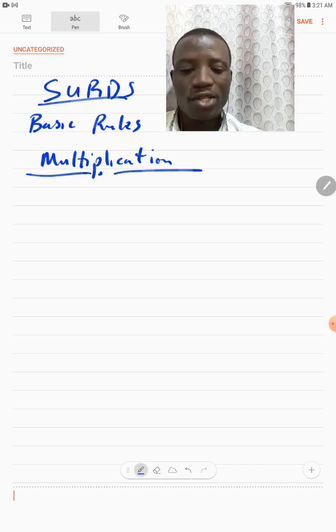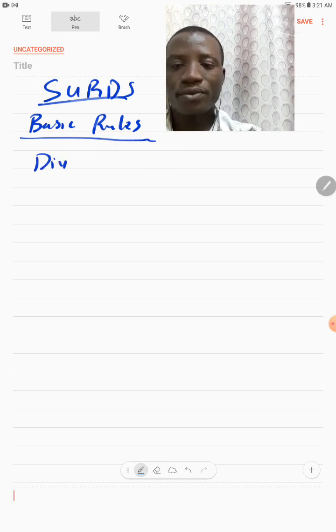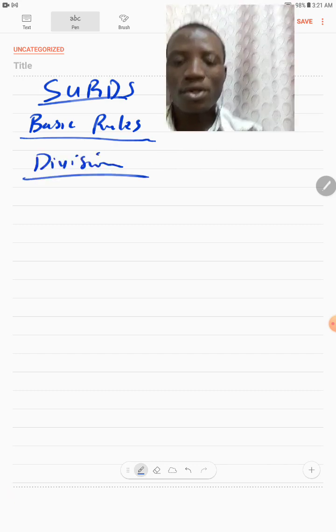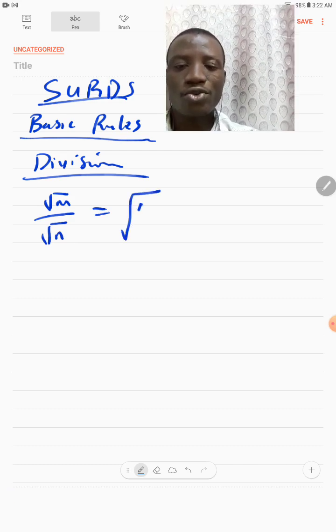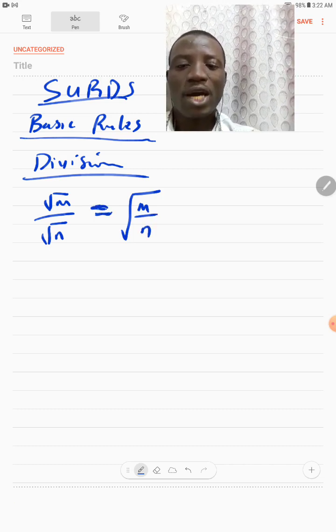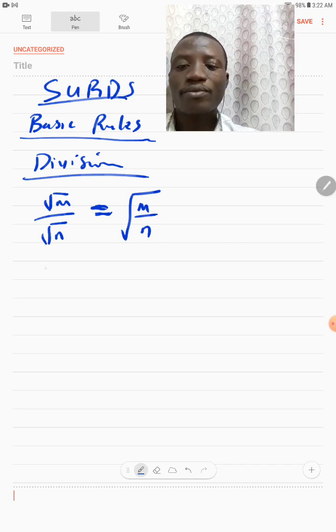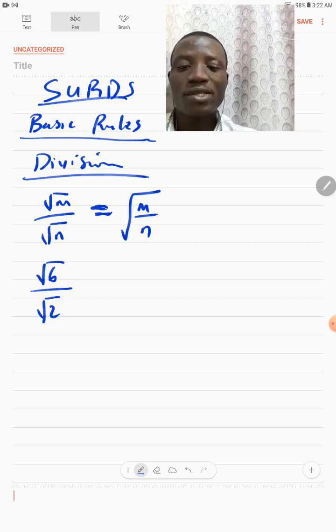Let's look at the one that has to do with division. Under division, if we have root m over root n, we say that this can be written as root of m over n. This is valid. How do we know that this is valid? If I have root 6 over root 2, what this simply means is that I can split.